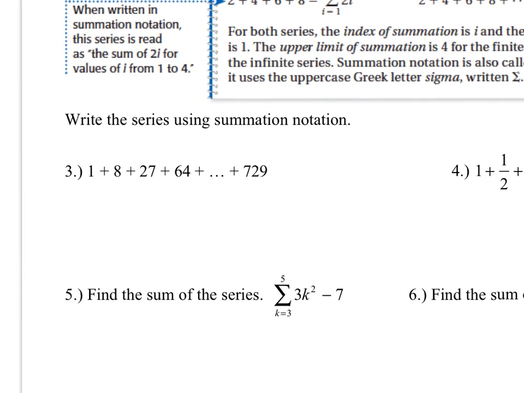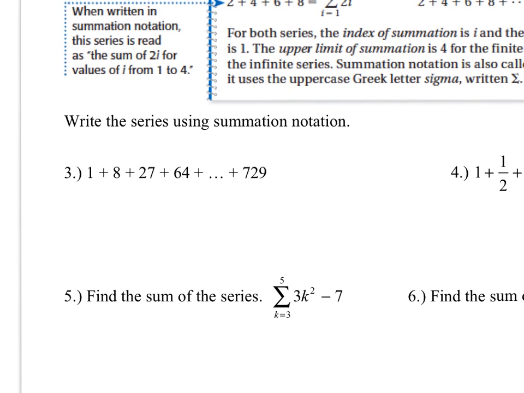For number 3, it says write the series using summation notation. The first thing to note is that my first term is a sub 1, a sub 2 is my second term, then my third term, my fourth term. You should notice that 1, 8, 27, 64, up to 729 are all perfect cubes. One of your goals is to figure out what cube 729 is, and that happens to be 9 cubed. This is a finite series because it has an ending, and 729 is the 9th term because 9 cubed is 729.